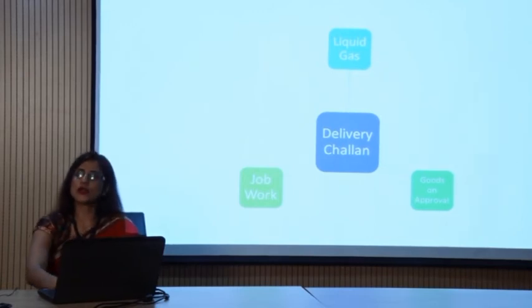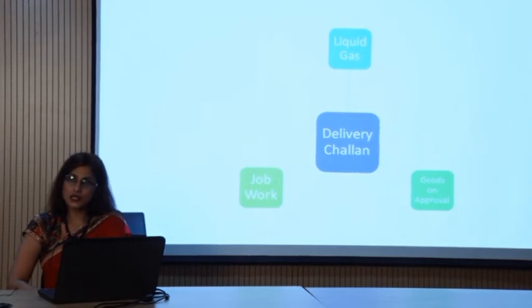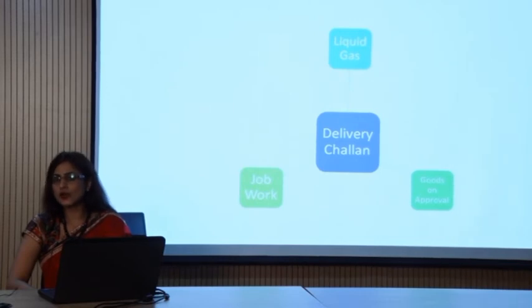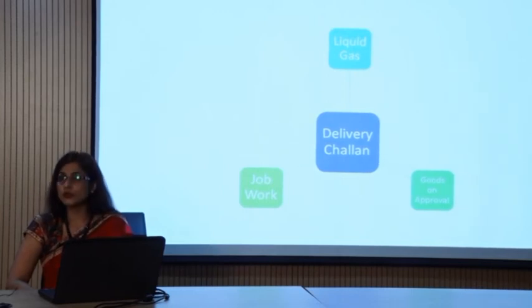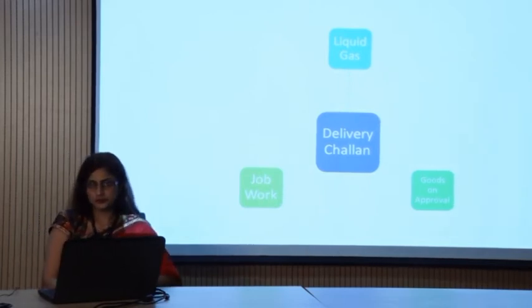First is liquid gas. Now, mind this thing: the delivery challan and tax invoice are two separate things. In the delivery challan you will not mention the taxes part, because for tax there is always one document to be used, that is called the tax invoice. In the delivery challan, the tax component will not be shown. So, the first example about which I am talking here is liquid gas.